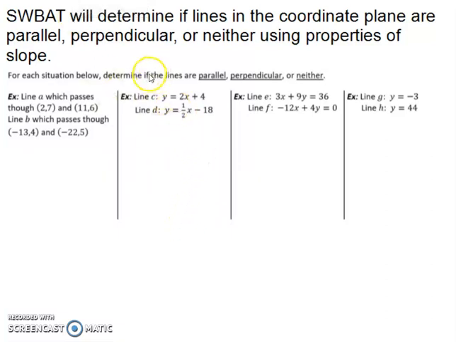Hello, our objective today is that we will determine if lines in the coordinate plane are parallel, perpendicular, or neither using properties of slope. So what we need to remember is that if lines are parallel, then they have the same slope. And if lines are perpendicular, then they have opposite reciprocal slopes. So in order to determine this, we just need to find those two slopes and see if they're the same or opposite reciprocals or neither.